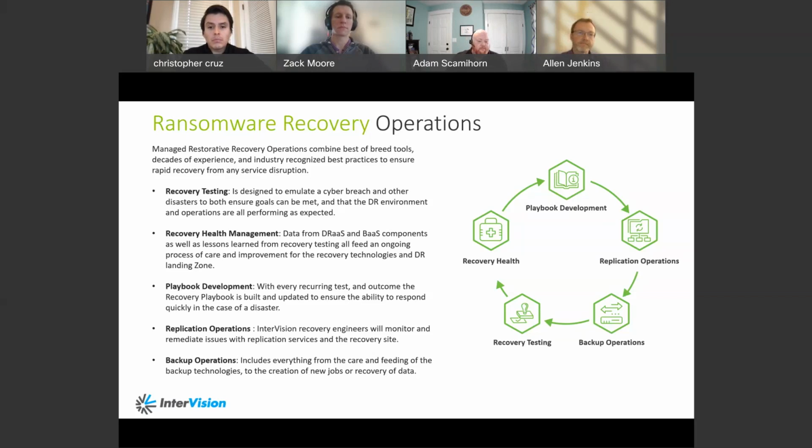With all of these pieces in place, the circle you see here continues to test and retest and reset itself and continually improve the operations of the ransomware recovery service. So with all that said, I'm going to kick it over to Alan to talk about the third piece of our PAS.